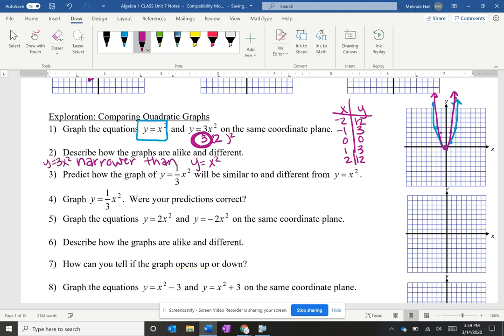So if I had something like y equals 1/3 x squared, predict how the graph would be similar and different to y equals x squared. Think about it. A number going above 1 made it go narrower, so a fraction would make the graph go wider.